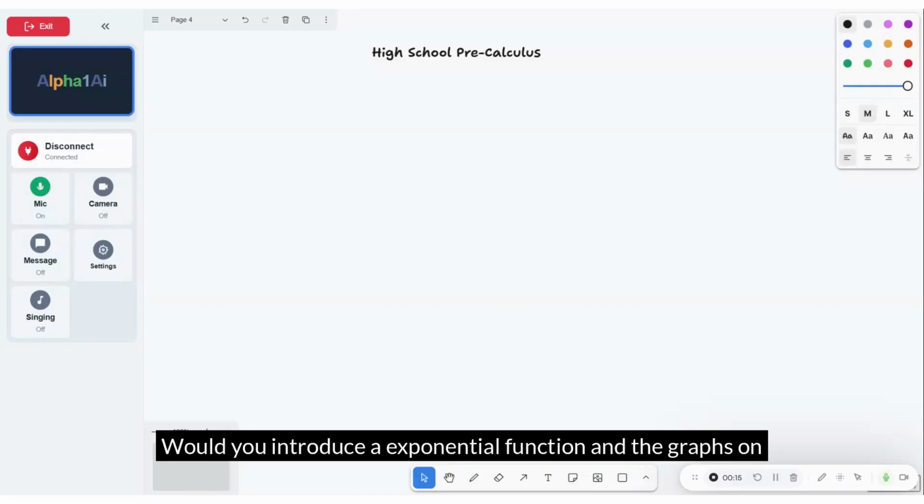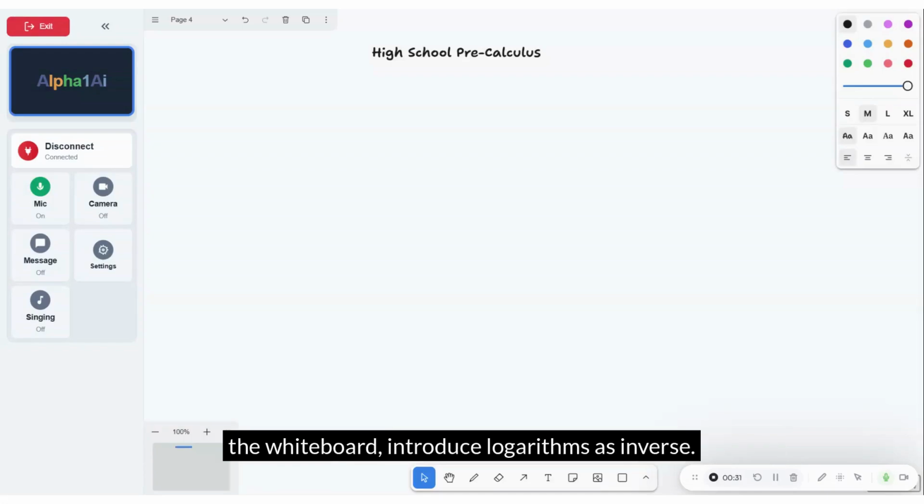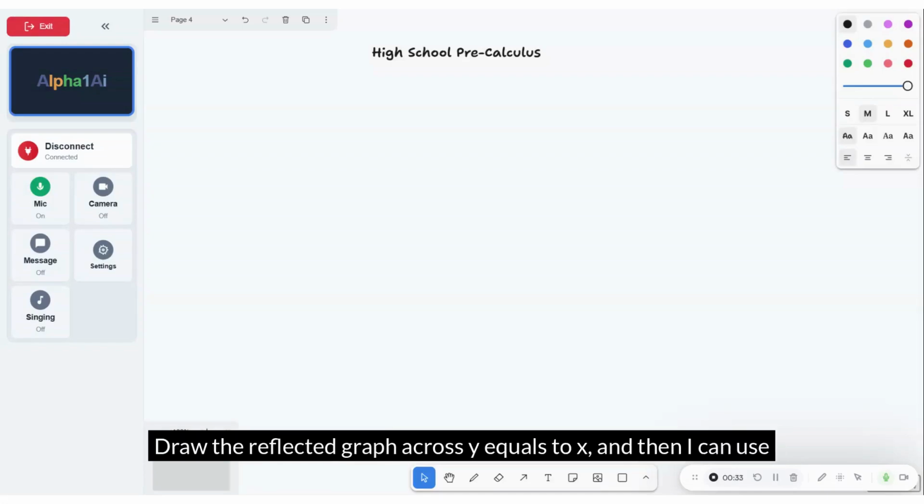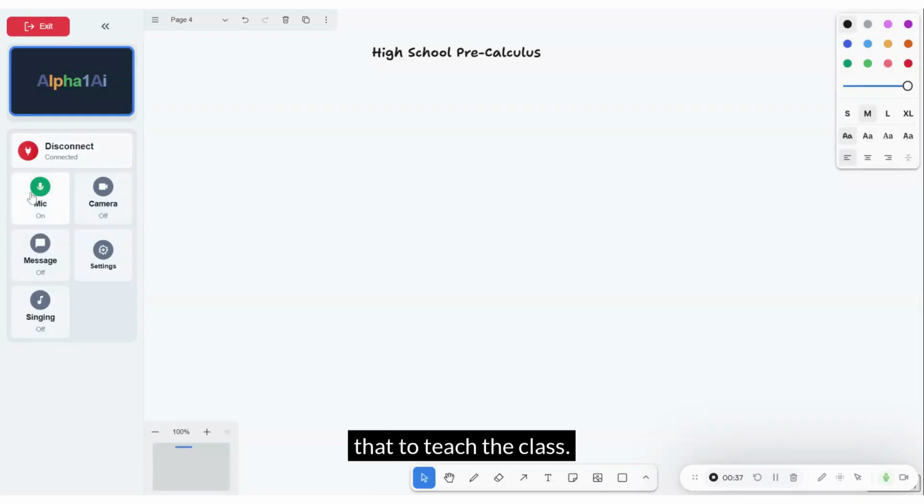Would you introduce exponential functions and their graphs on the whiteboard and also draw a clear coordinate plane diagram showing transformations? I would like to see examples of growth versus decay. And lastly, on the whiteboard, introduce logarithms as inverses. Draw the reflected graph across y equals x, and then I can use that to teach the class.